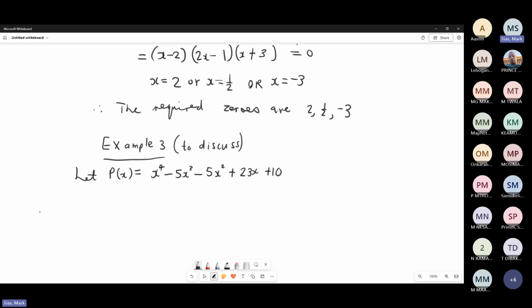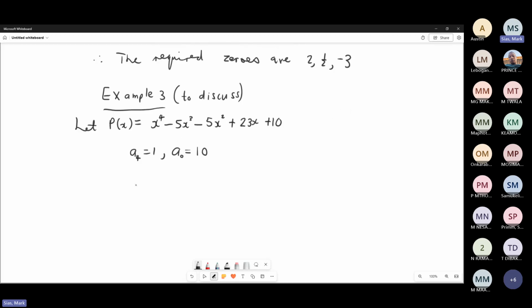So there's P of x, a fourth degree polynomial. Here, my leading coefficient A4 is equal to 1, and A0, the constant coefficient, is equal to 10. Of course, plus or minus 1 is a factor of 1. Plus or minus 1 is also a factor of 10. And then there are also plus or minus 5, plus or minus 2. So the possible zeros are the following.